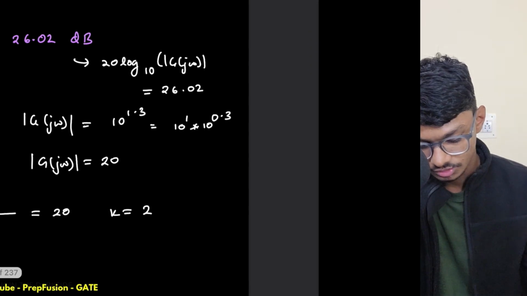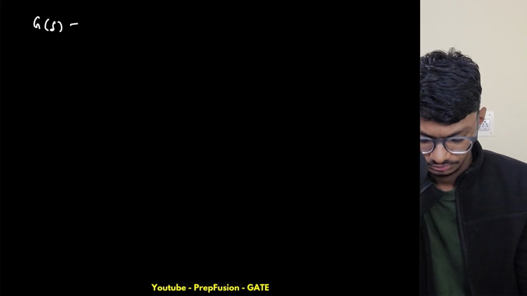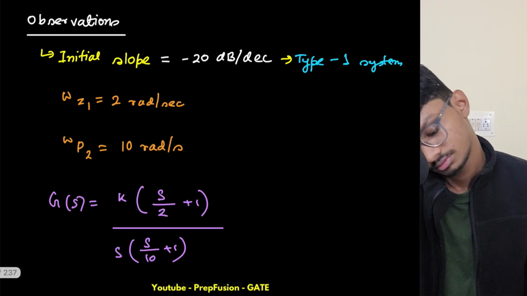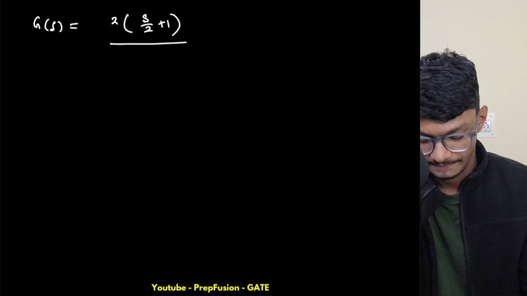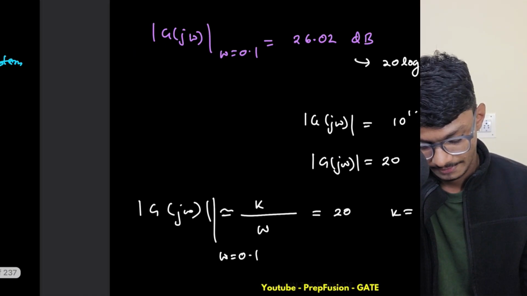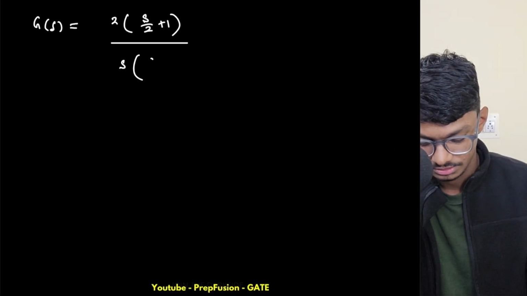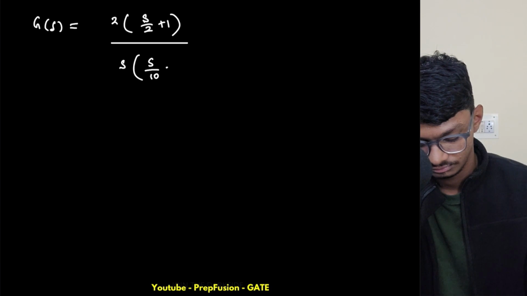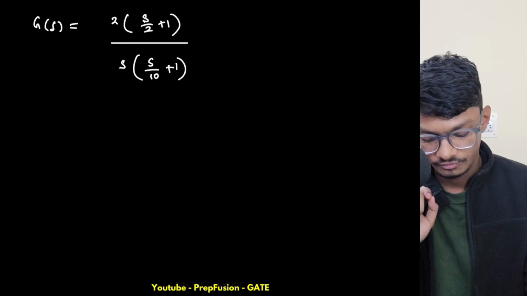Okay, so I can write here that my G of s equals 2 into s by 2 plus 1, divided by s into s by 10 plus 1. Okay, so this is what my G of s is.